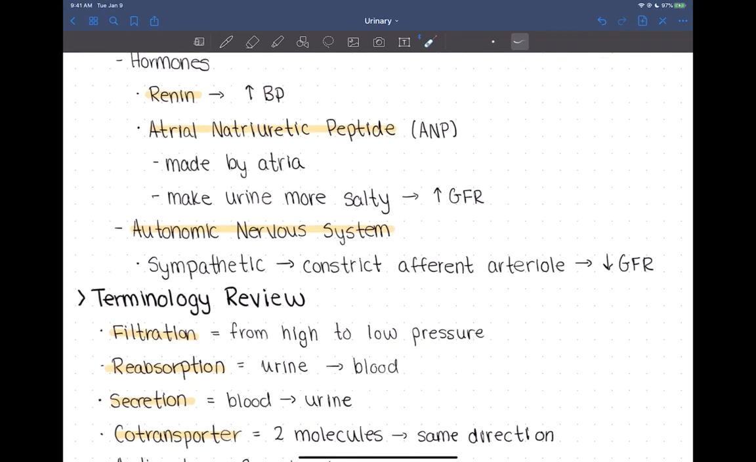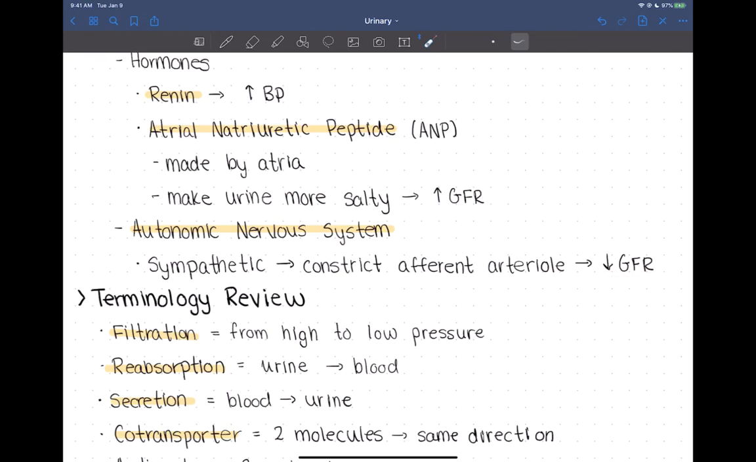Okay, and then we also have the autonomic nervous system playing a role through the sympathetic branch. So that sympathetic branch, when it's activated, it's going to constrict that afferent arteriole, and it's going to decrease the glomerular filtration rate, because we know the sympathetic nervous system kind of shuts down all those rest and digest functions, which include the urinary system, right? So that's going to decrease the glomerular filtration rate.